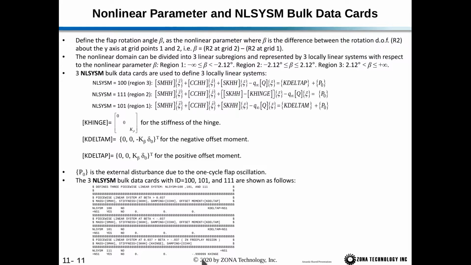Now, ideally, you would think the factor to K hinge should be -1. However, to avoid a non-positive definite matrix, due to numerical noise, instead of subtracting all of K hinge, we're just subtracting off 0.999999 times K hinge. This will ensure that we have a positive definite stiffness matrix, but the remaining stiffness is so small that it will not affect the analysis.